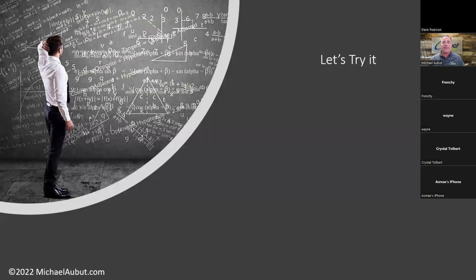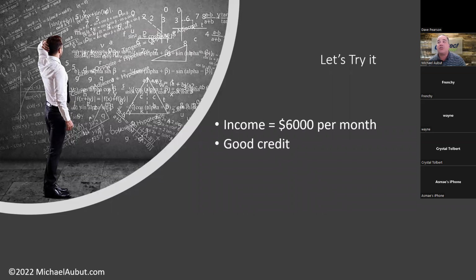So let's try it. Let's pretend our income is $6,000. Let's assume we have good credit. Let's assume we have $700 of monthly liabilities. Who's first? Who can give me in the chat room what our max housing payment would be in this scenario, using 43 front, 50 back? I'm going to wait. If somebody has the Jeopardy music, they can play it.